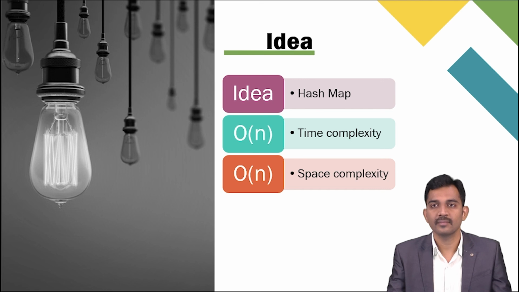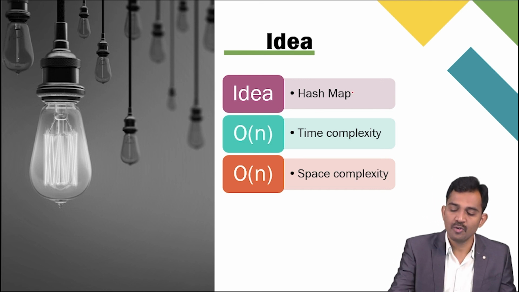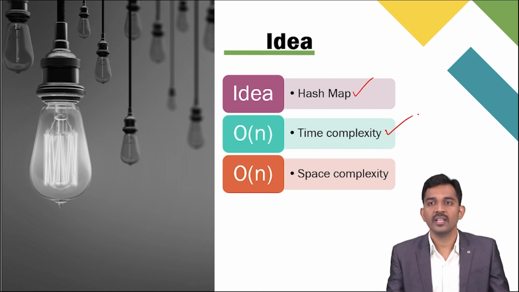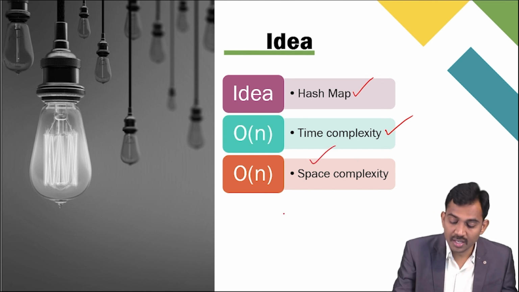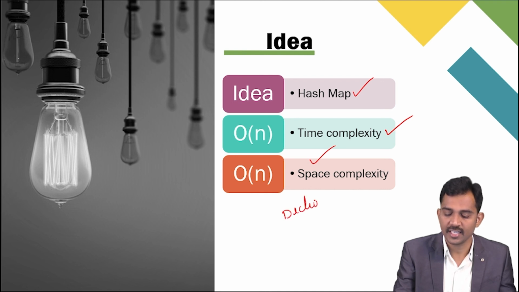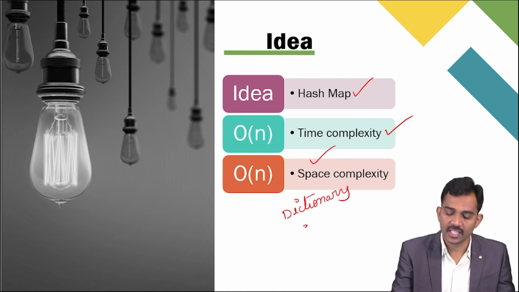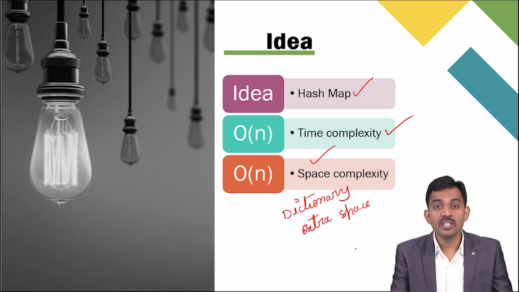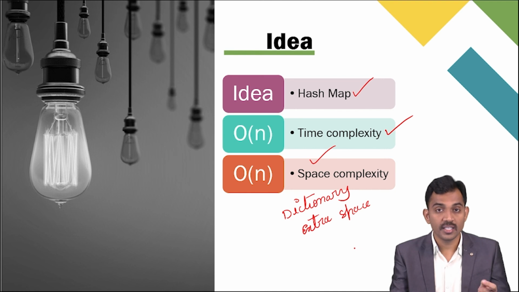So the technique we used here is a hash map, the time complexity is big O of n, and the space complexity is n. Why is it n? Because here you use a dictionary, and a dictionary means you are by default using extra space. But no need to worry, space is not that important now. We need to concentrate more on time. Time is very, very important in measuring algorithms. Got it? Is this clear?